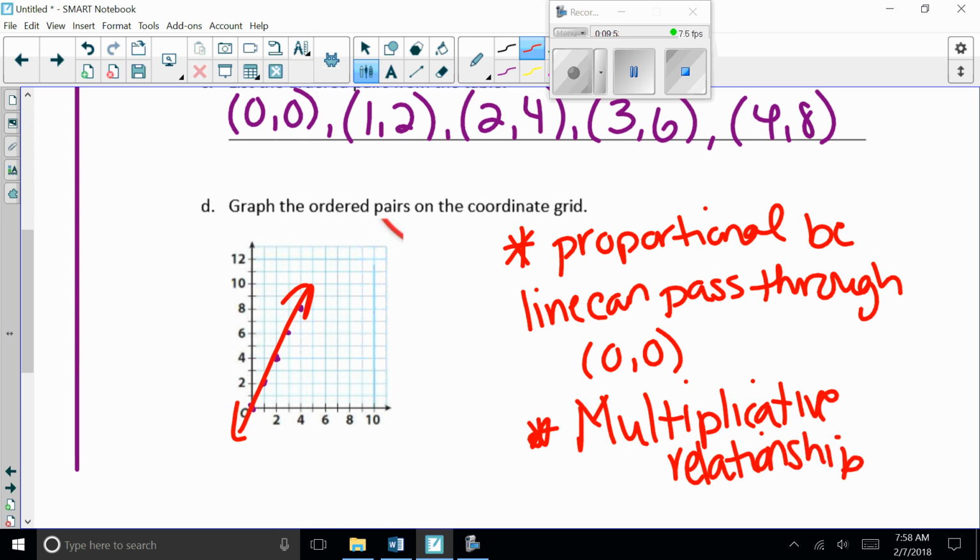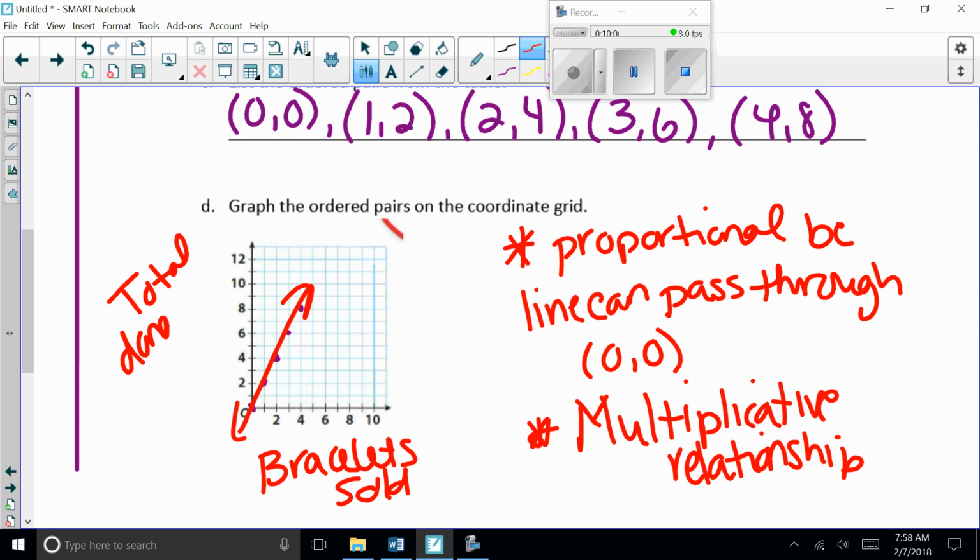Let's come back over here and do our labels. This is going to be bracelets sold. And this is going to be total donation, which is going to be in money.